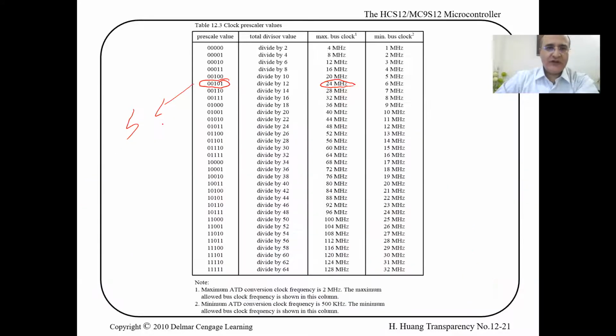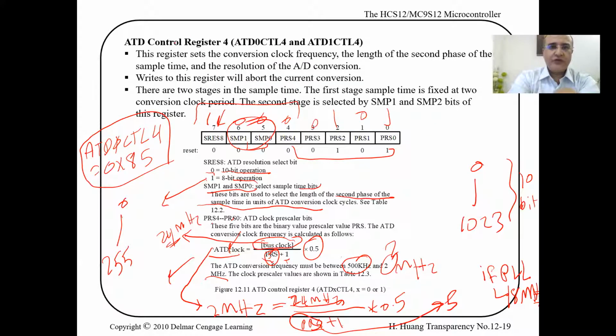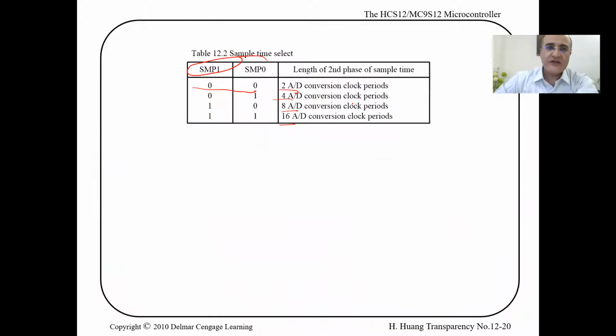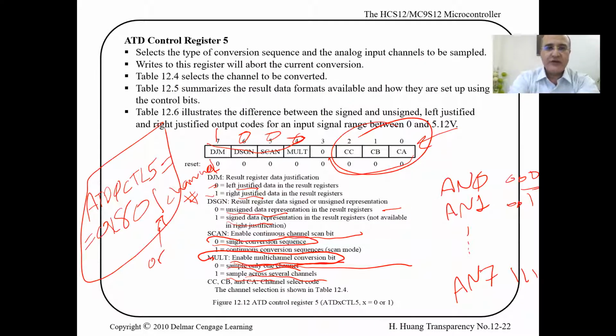Not to forget to say that anytime you try to write to register 4, that is, change resolution, change speed, whatever, this will abort the current conversion. It will stop the current conversion going on. If you're converting, you go change this register value, you write to it, you're going to stop any conversion going on. Same as writing to control register 5. Any write to this register will abort any current ongoing conversion.